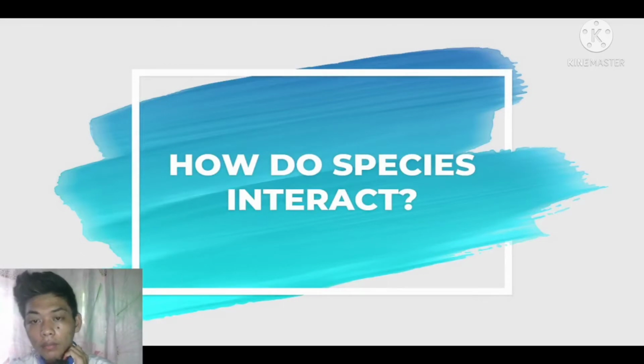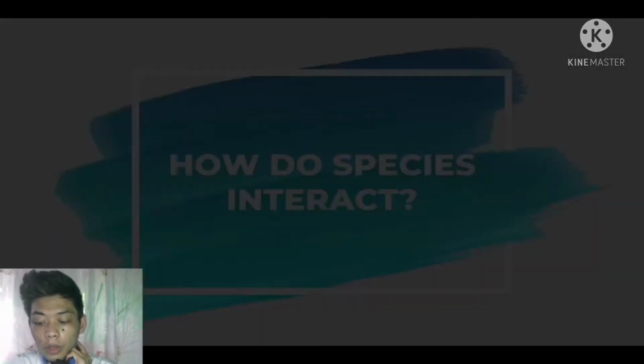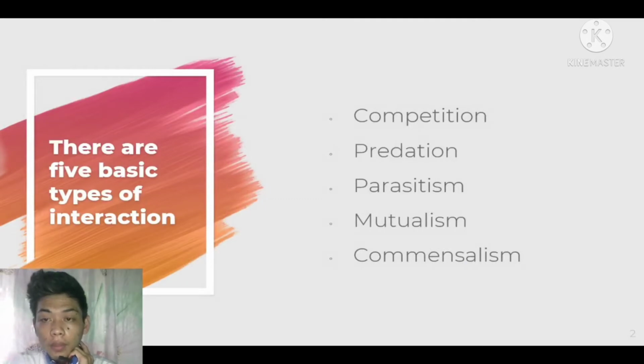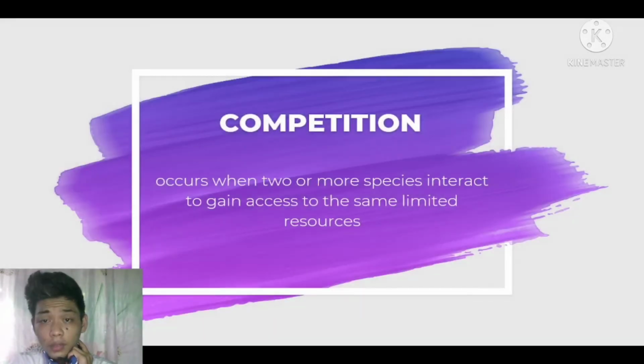So let's start. How do species interact? There are 5 types of species interaction. The first type is competition, second type predation, parasitism, mutualism and commensalism. The first one is competition. So what is competition?